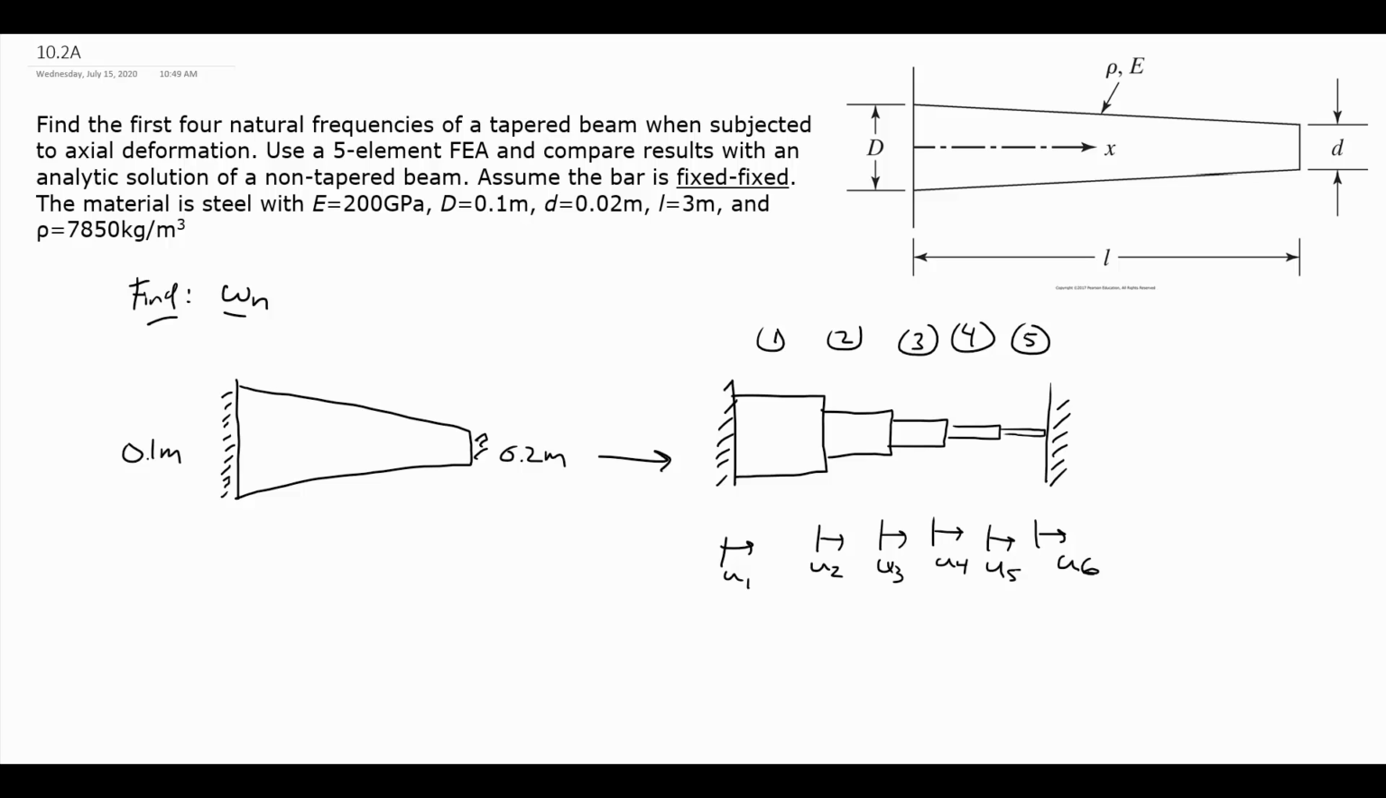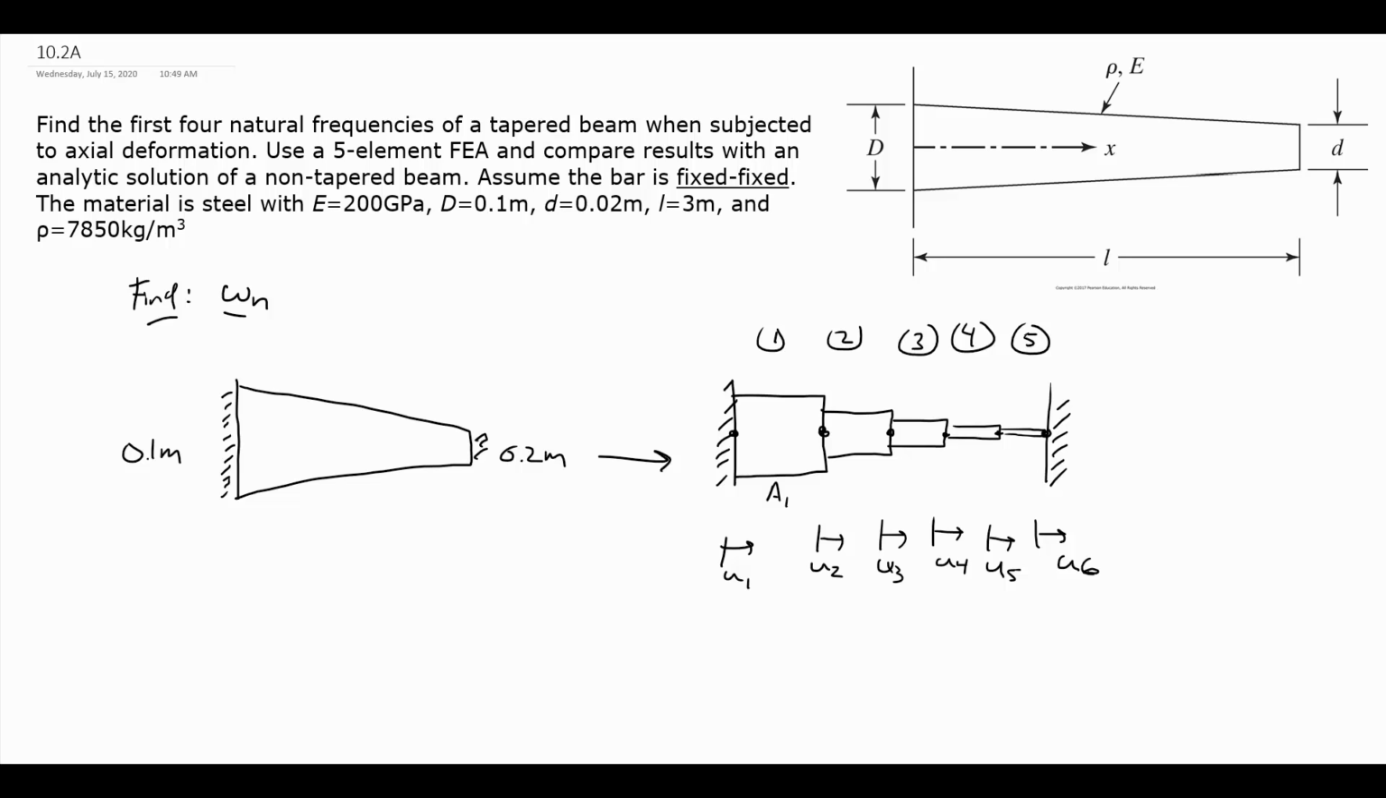Each element is going to have a node on the left and a node on the right. So I'll put those dots here, but the node number is the same as the degree of freedom number, 1 through 6. And each of these will have its own area. So I'll mark it here, an area 1, because that's going to come into play when we create these local mass matrices. The changing area is going to affect it. And the same thing is true for the local stiffness matrix.